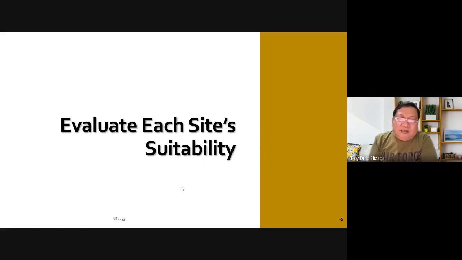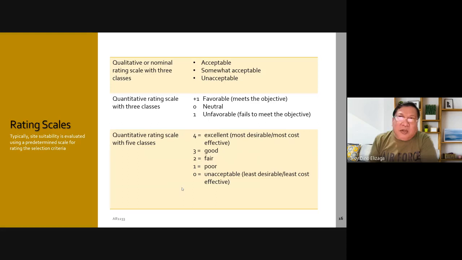And then I think this is the fourth step, which is to evaluate each site's suitability. So here is where we grade each site. There are many ways of grading or rating a site. It's either a qualitative or nominal rating scale. You can grade acceptable, somewhat acceptable, and this refers to each criterion. For example, criterion number one: site one is acceptable, site two somewhat, and site three unacceptable.